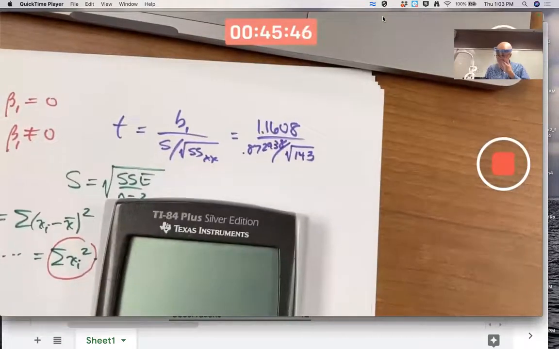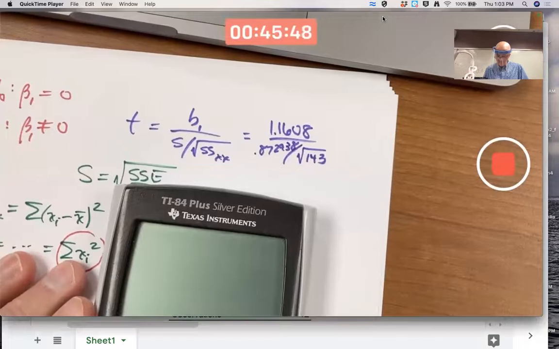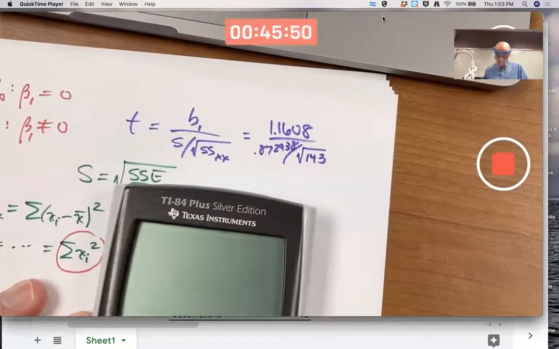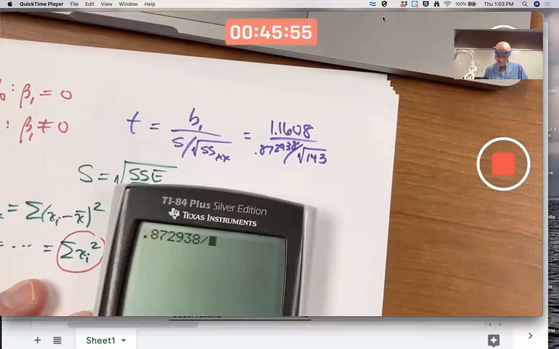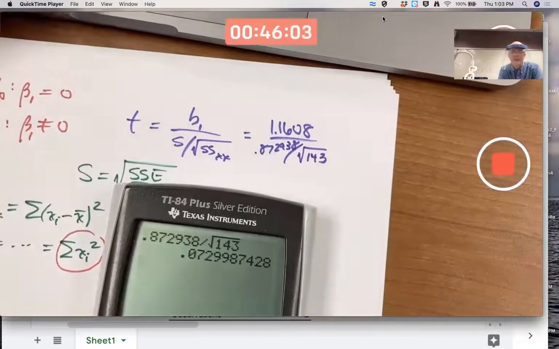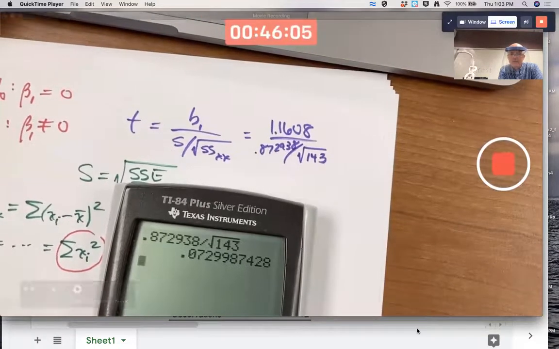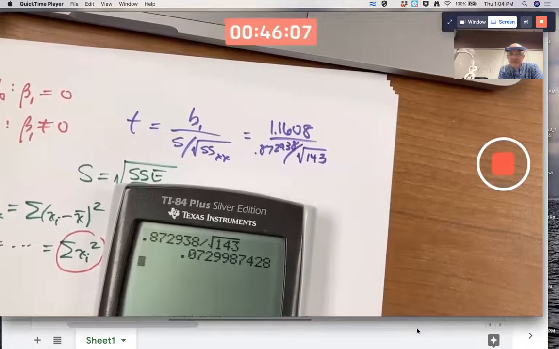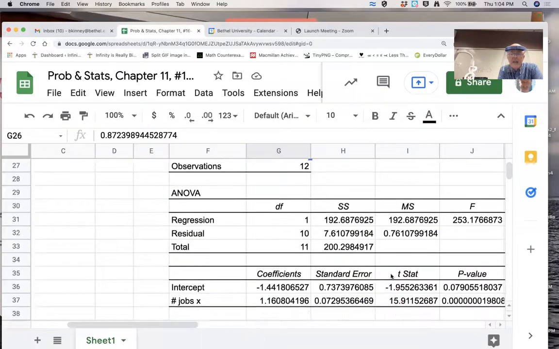Calculation now for T. And 0.872938 divided by the square root of 143 is what the bottom simplifies to, about 0.073. Is that in the regression output anywhere? Yeah, it's right there. The thing we divided by, that I just calculated in the calculator, 0.073, is called the standard error of the slope.